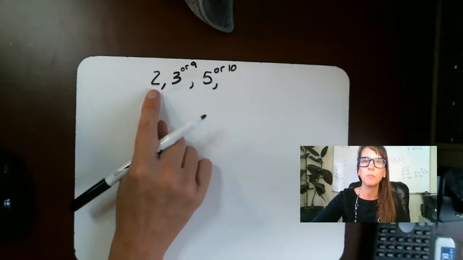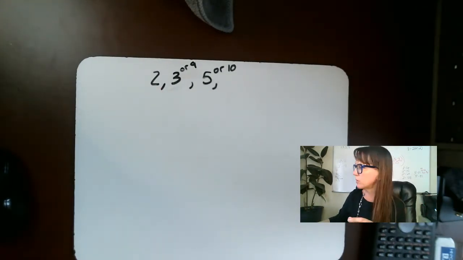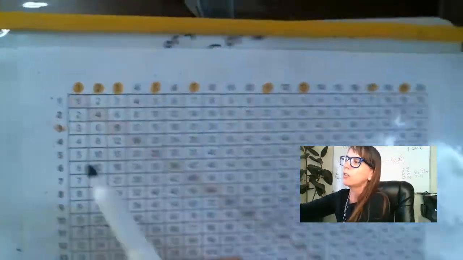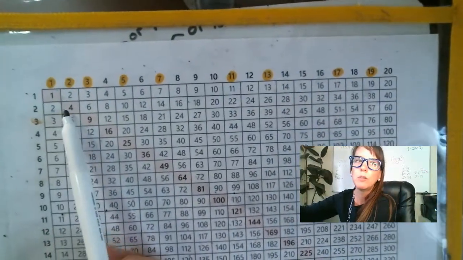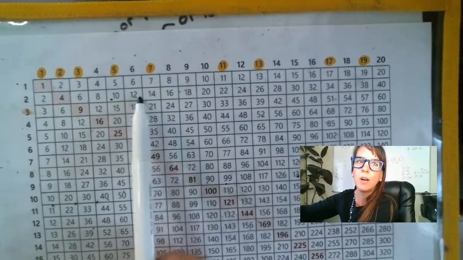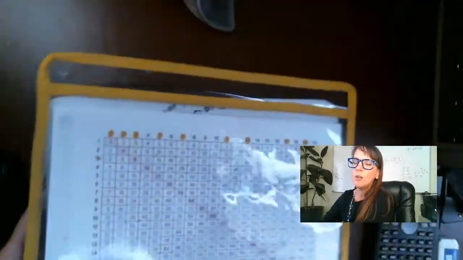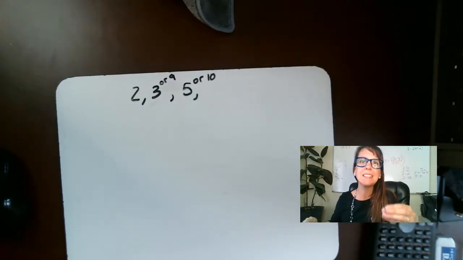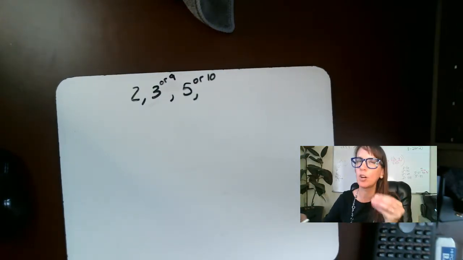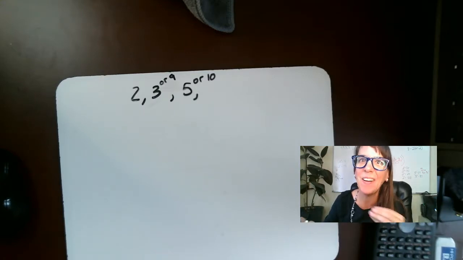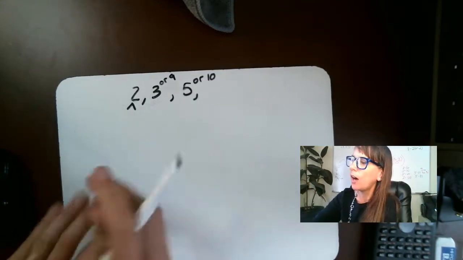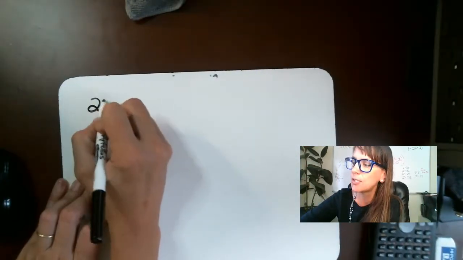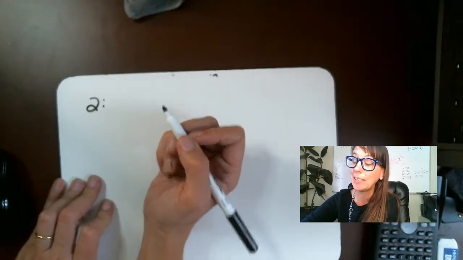Let's talk about 2. How do we know if something is divisible by 2? Let's go back to that 20 by 20 multiplication chart and look at our 2's. We have 2, 4, 6, 8, 10, 12, 14, 16. If you take note of those patterns, all of them end in an even number. So make sure, students, that you're writing in your notebook as we do this, because you're going to want to take notes on this. This is really helpful.